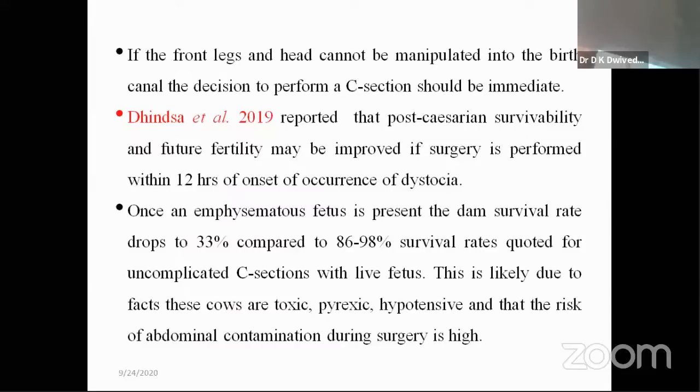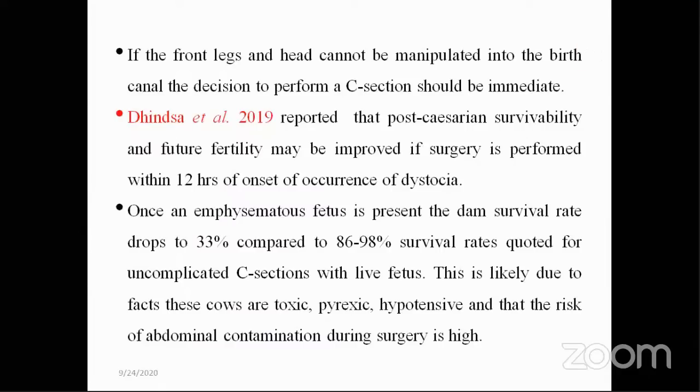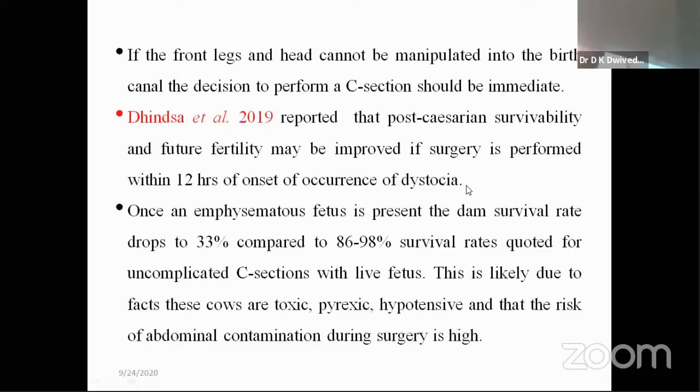In 2019, they reported that post-Caesarean survivability and future fertility may be improved if the surgery is performed within 12 hours of the onset of dystocia. So within 12 hours, you have to decide whether this animal will go for C-section or whether you may opt for obstetrical techniques for the delivery of the fetus.